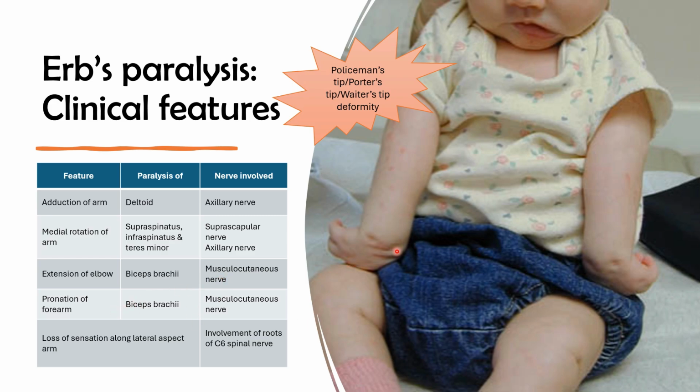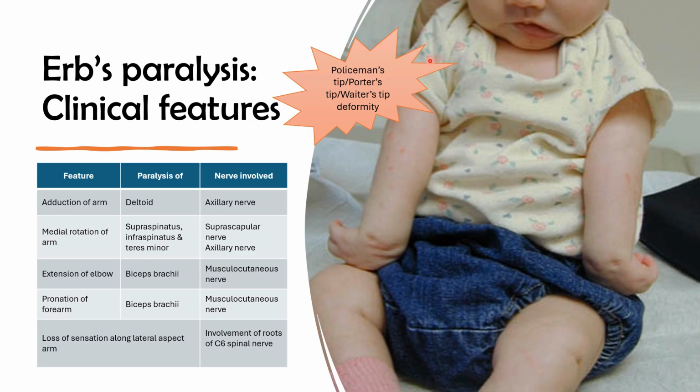Then the forearm is pronated. There is pronation because of paralysis of the biceps brachii muscle, because the biceps brachii brings about supination of the forearm. And again, why is the biceps brachii paralyzed? Because of involvement of the musculocutaneous nerve. And this was the motor loss.